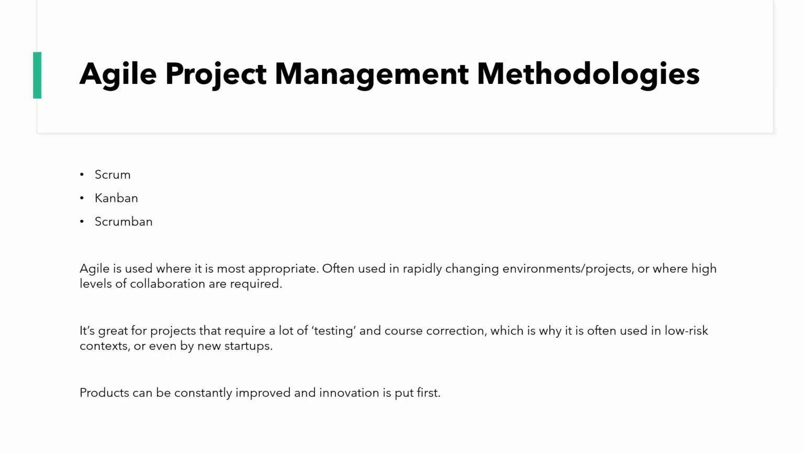So some of the key project management methodologies that adopt an agile way of working include, but are not limited to, Scrum, Kanban and Scrumban, which, as you can imagine, is a combination of the two.